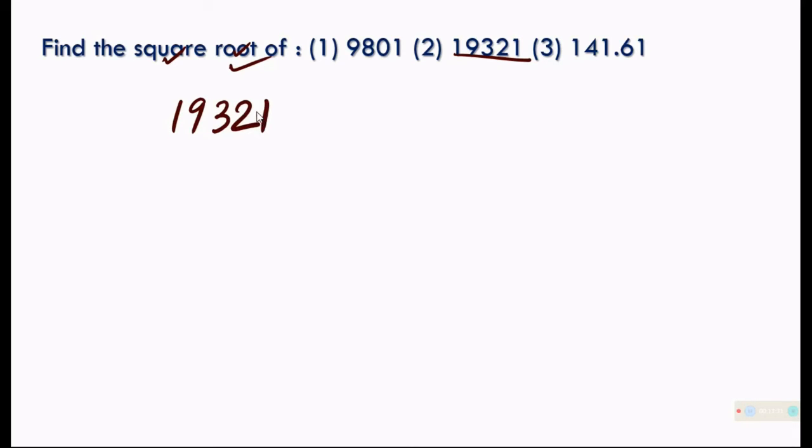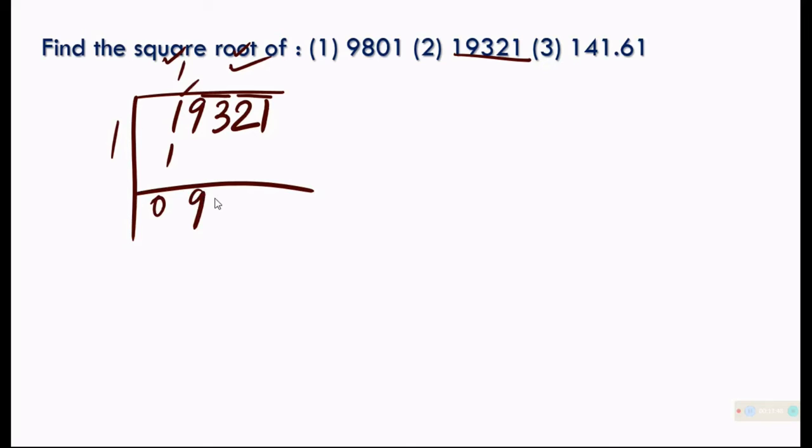19,321. What is the peculiarity here? If you try to make pairs, this one becomes a set, this one is a set, and this one is left alone, like the earlier 144. All right, that works. 1 1s are 1, then 0, then 93, the double of this 2 here. Now below 93 and here I have to put some number.